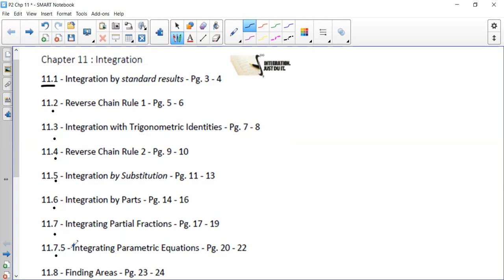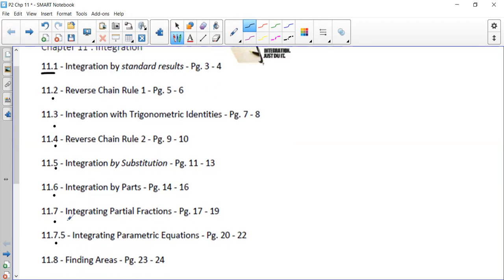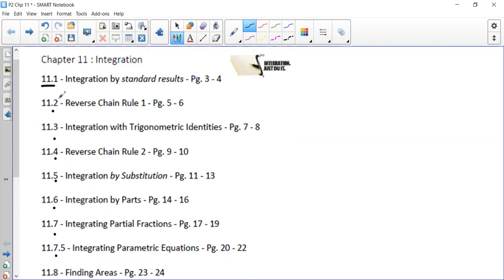I put it 0.7.5 because this is not taught separately in the textbook where they hide it into the finding area. So I just break it out, so it'll be easier for us to learn. So these are the integrating skills that you have to learn, like differentiation. There are some basic skills you have to learn and you're going to apply it.